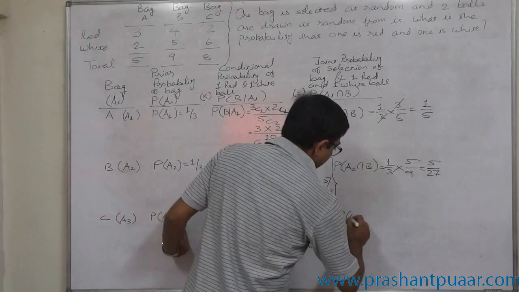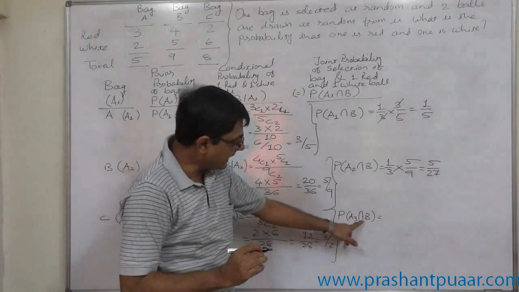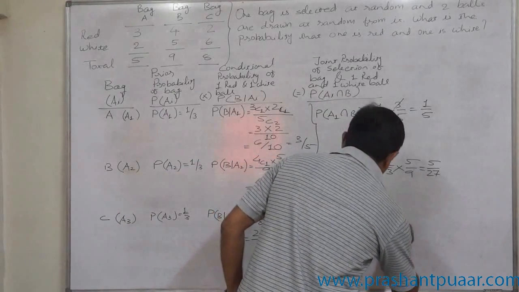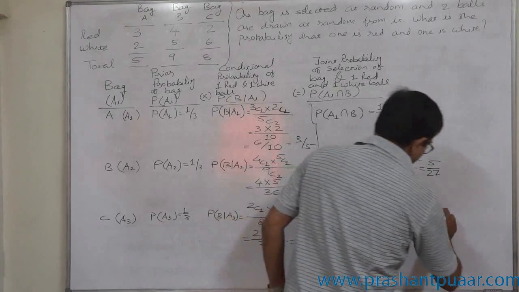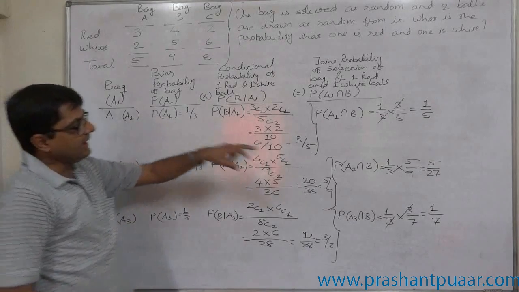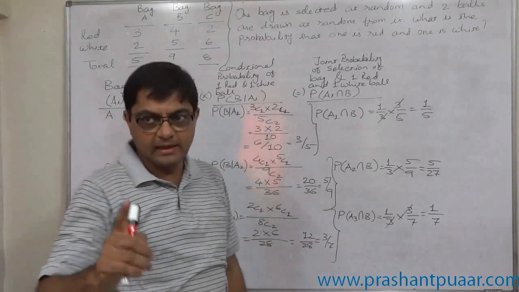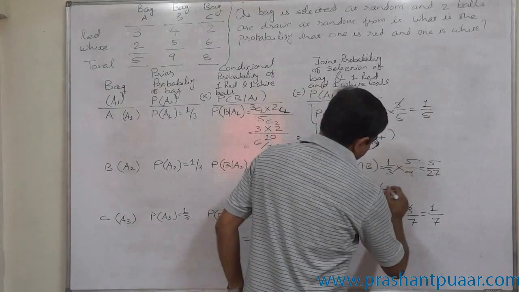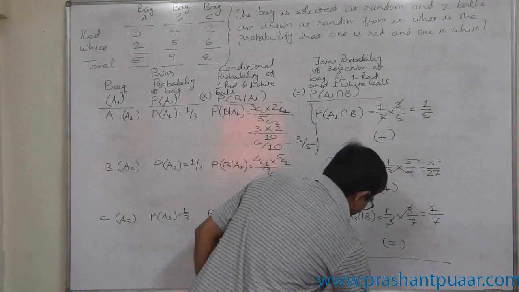P of A3 intersection B, that is bag C is selected and a red ball and a white ball from it. It is 1 by 3 into 3 by 7. Yes, 3 and 3 cancel. Final answer is 1 by 7. In any of these three ways, we can select one red and one white ball. So ultimately what we need is the summation of these three results, and that is actually P of B.